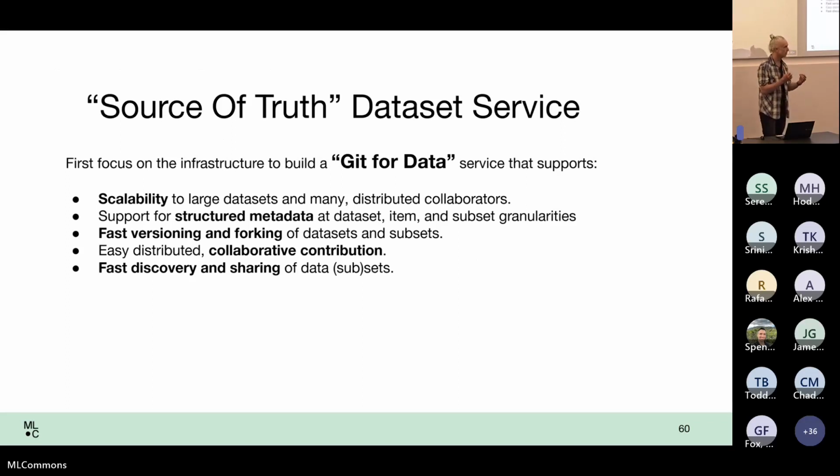One of our biggest efforts in this tool creation is this source of truth dataset service. The idea is to be able to scale up both the size of datasets and the number of people who are collaborating. We do this through something like a Git for data, which means we want to be able to support commits. We want to be able to support multiple people building things together.